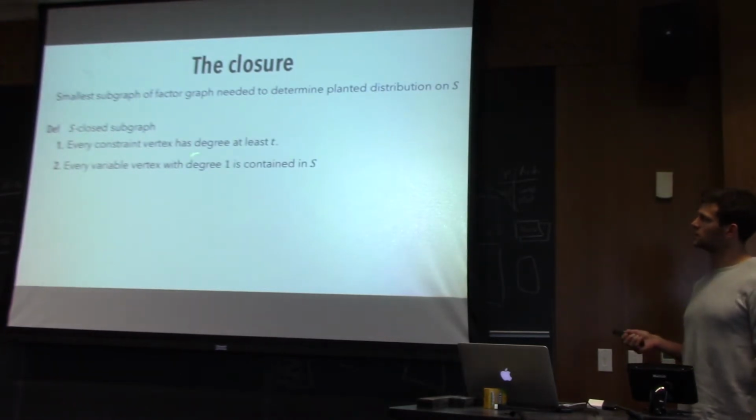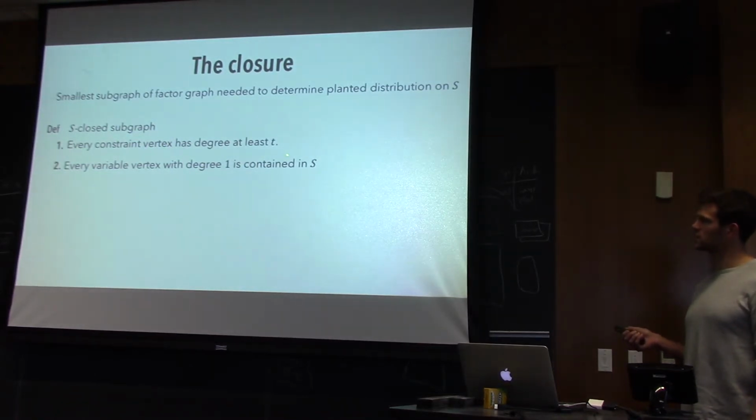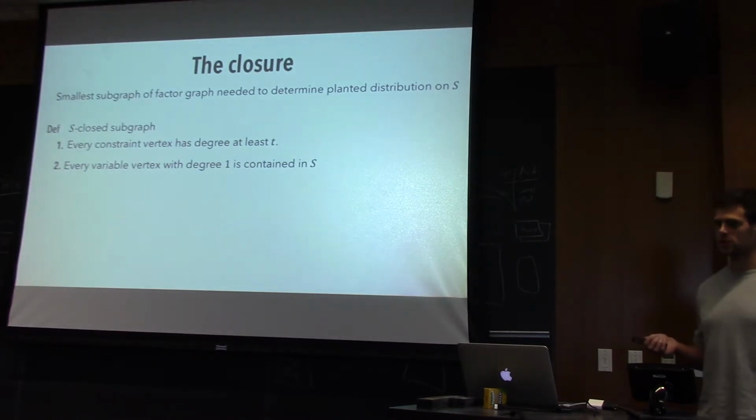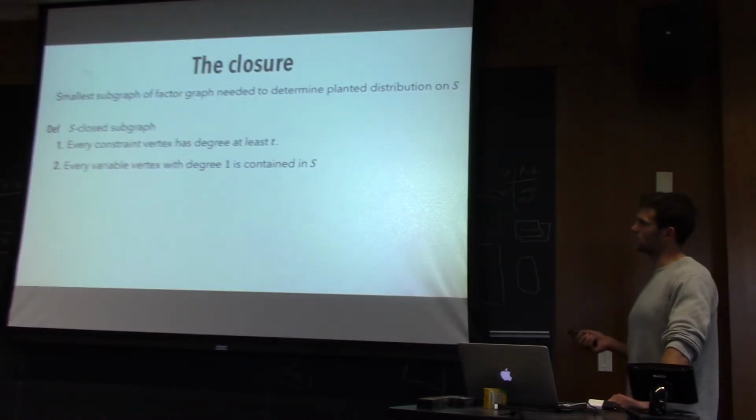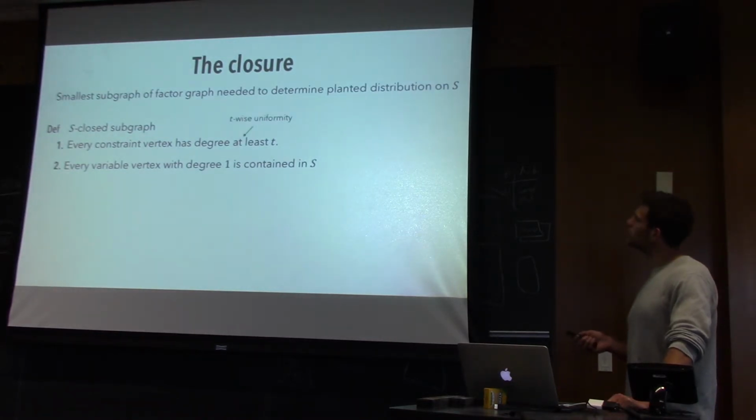So to do that, I have to give a preliminary definition of this S-closed subgraph. An S-closed subgraph is one in which every constraint vertex has degree at least t. Recall that we're assuming that the uniform distribution on satisfying assignments is t-wise uniform. And every variable vertex with degree 1 is contained in S. So S is a set of variables.